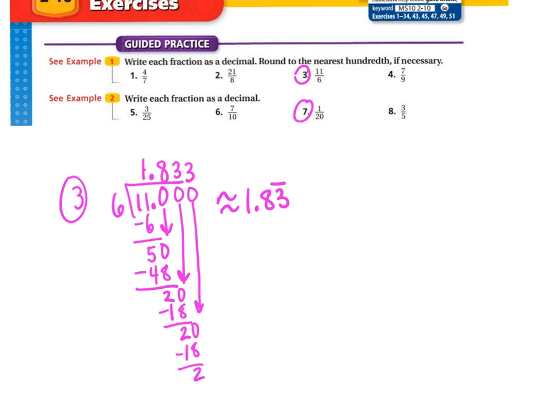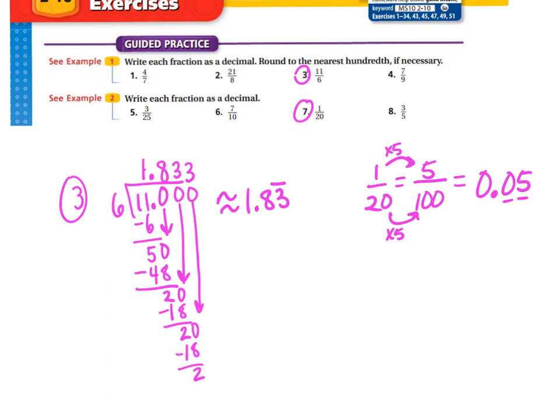Let's look at number 7. We can do 1/20th using method 2, where instead of having to do the long division, we're going to make an equivalent fraction. Let's make it over 100. 20 times 5 is 100. 1 times 5 is 5. So it's 5/100ths. So my 5 needs to be in the hundredths place, which is the second digit over. So 0.05.